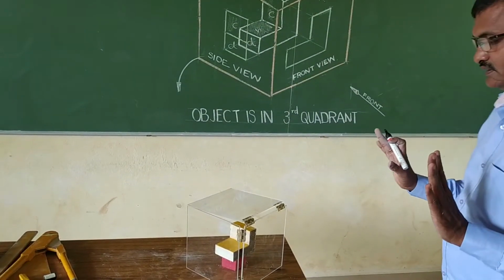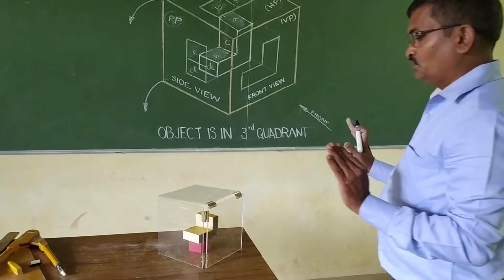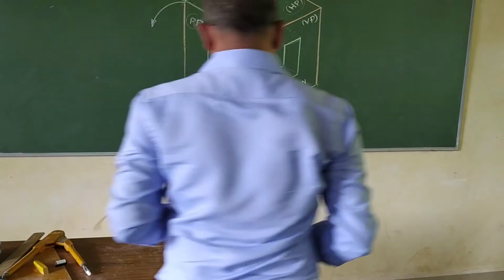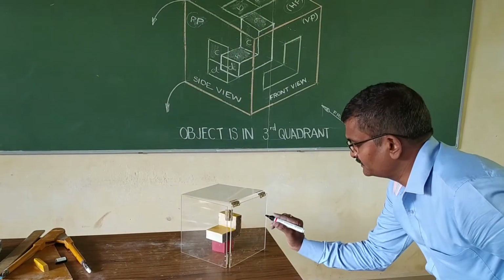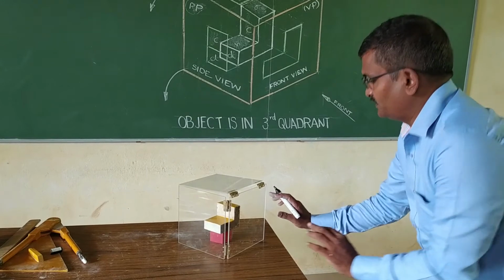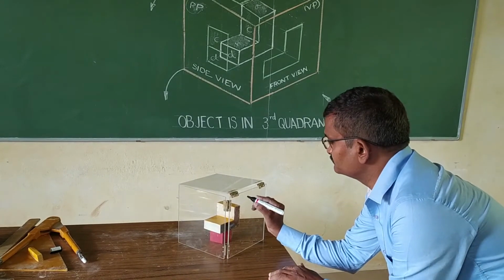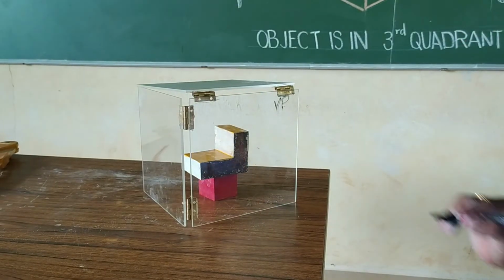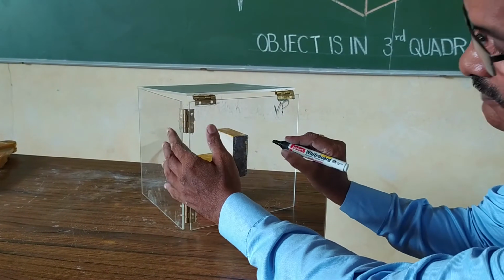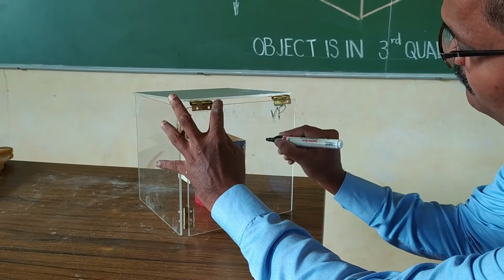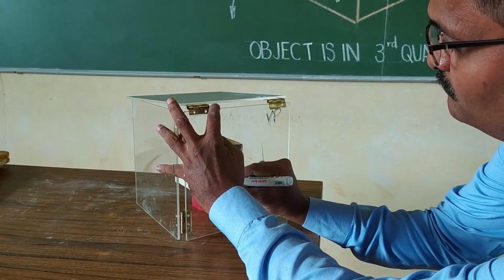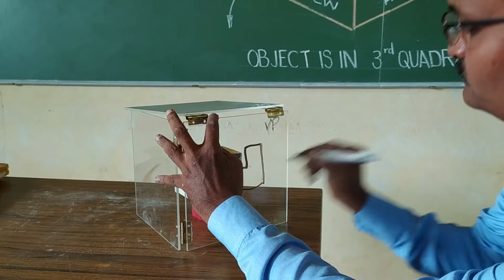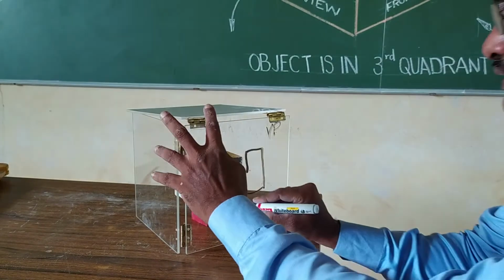Now I am observing the front view from your right hand side. So now, observing from the right hand side, the front view. Now it is the vertical plane, and the views are formed on the plane. Like this, it is the front view.